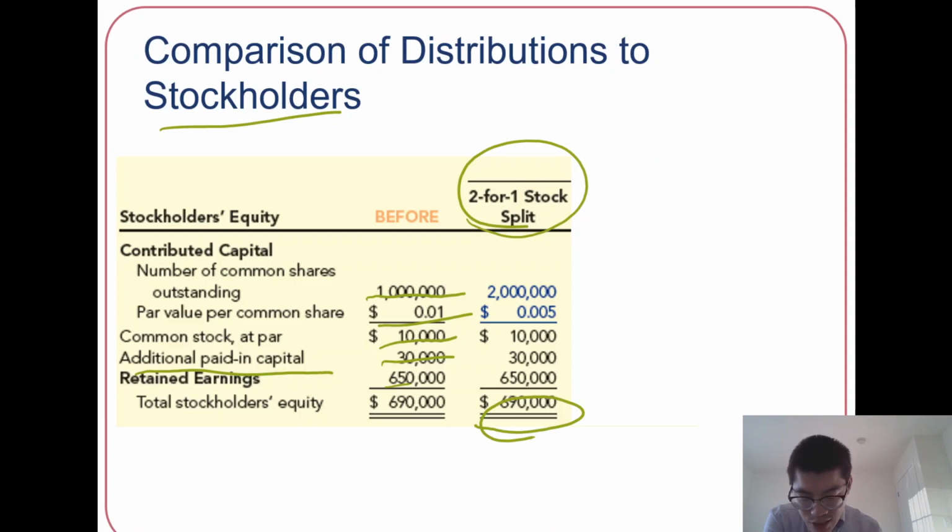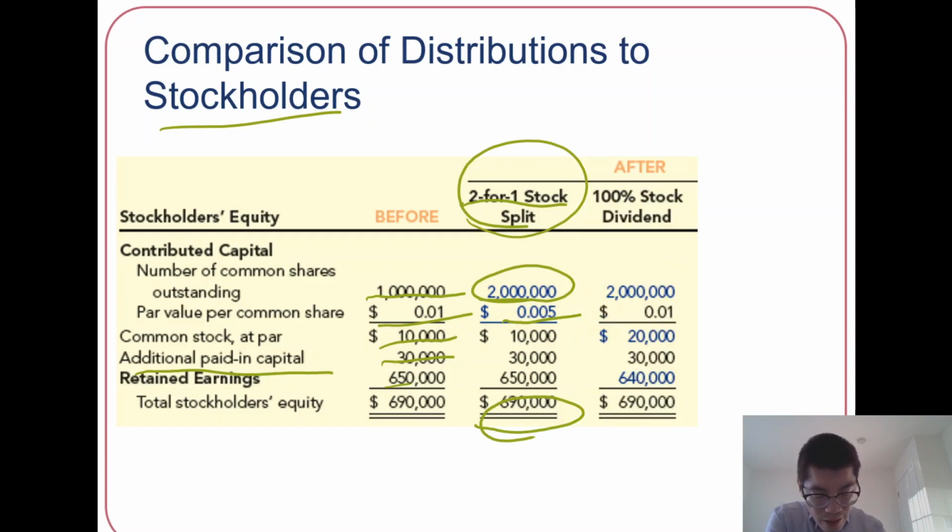The only change is the number of outstanding shares, which now becomes 2 million shares because it's a 2 for 1 split. One existing common share is now split into 2 new shares, and the par value will decrease correspondingly. After the stock dividend, our par value doesn't change, and now there are more outstanding shares.